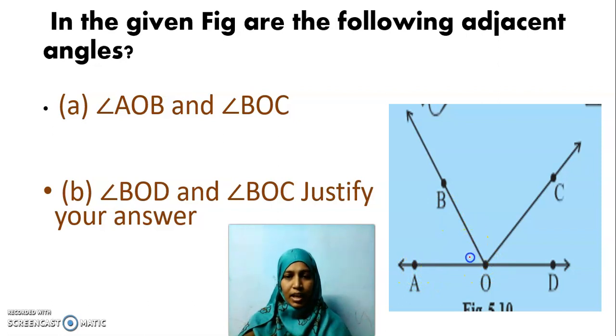AOB. So this is the angle. Next angle, BOC. This angle. Okay, I will draw one more double line to identify the second angle. This is the first angle AOB and BOC is the second angle. Are these two angles adjacent angles? It should satisfy the conditions. Common vertex. Yes, it has a common vertex. Does it have a common arm? Yes, this is the common arm. OB is the common arm.